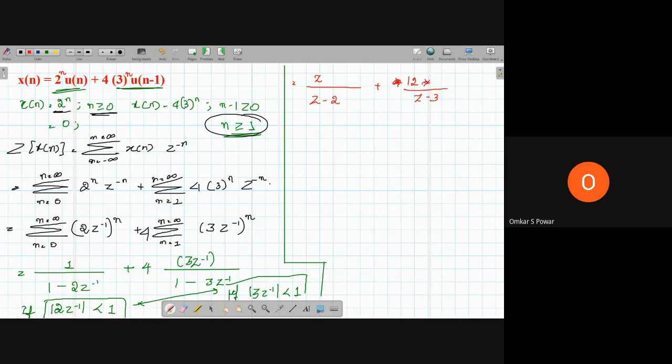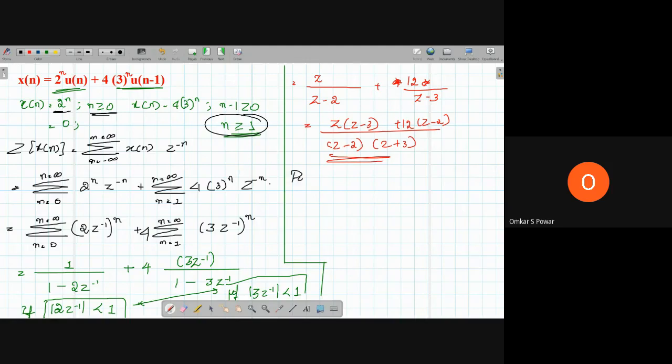So further, how can you simplify? LCM z minus 2 into z minus 3. So z into z minus 3 plus 12 into z minus 2. So now, this is your z transform. So now what we want to get? We want to get the poles and we want to get the ROC.